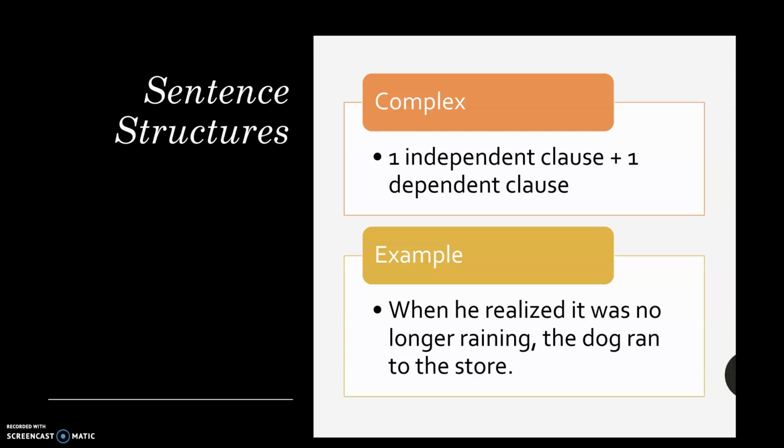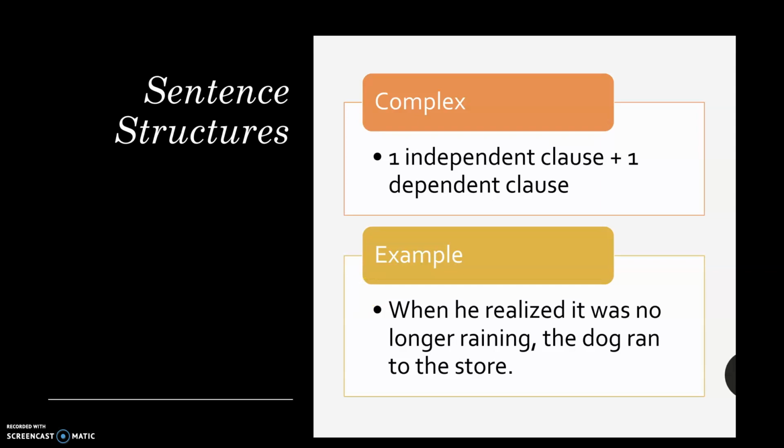It is a dependent clause, though, because it does have a subject, he, and it does have a predicate, realized. What makes this a dependent clause instead of an independent clause is the addition of the word when. If it was just he realized it was no longer raining, that would in fact be an independent clause. But when we add in a word like this, which is called a subordinating conjunction, it makes it dependent, and it makes it so that we have to have an independent clause after it.